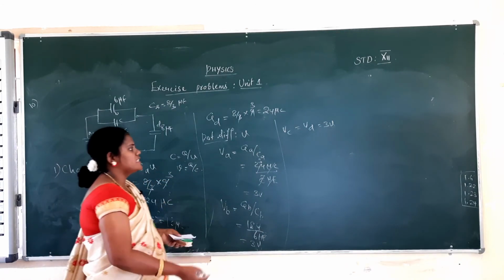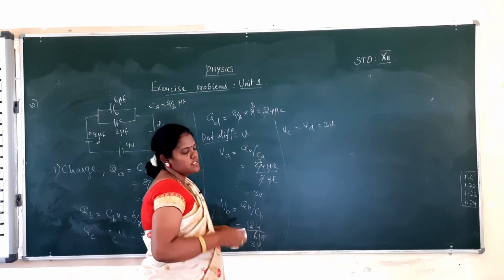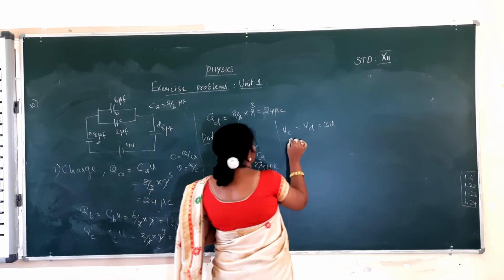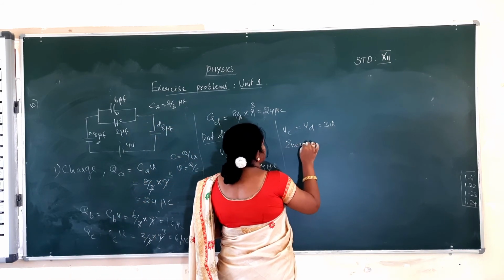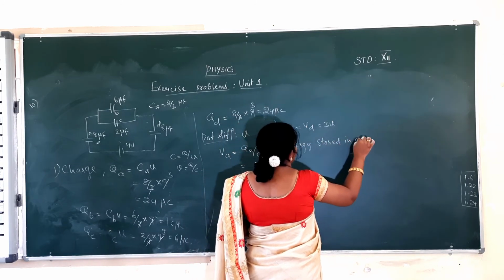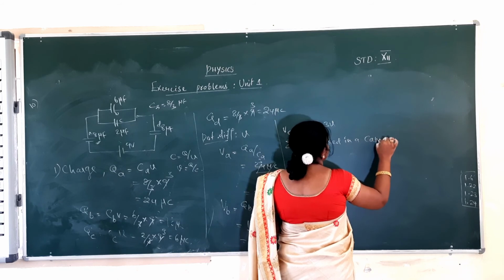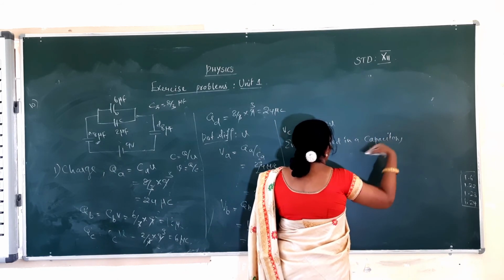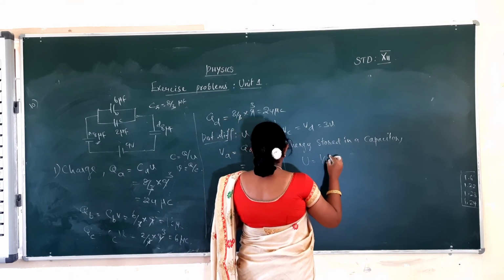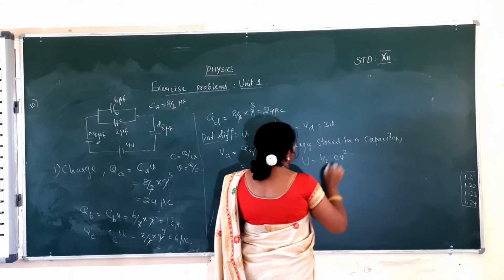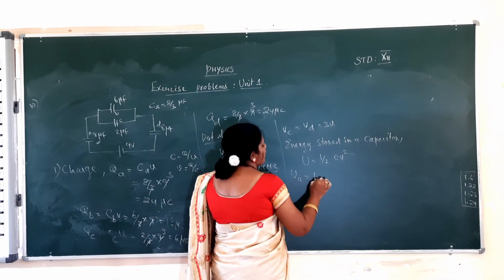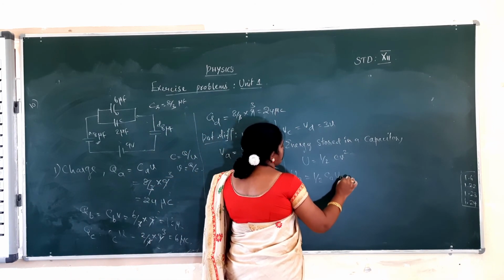Then the last one is energy stored in a capacitor, U. Energy stored in a capacitor U is equal to half CV square formula. So UA is equal to half into CA into VA square.